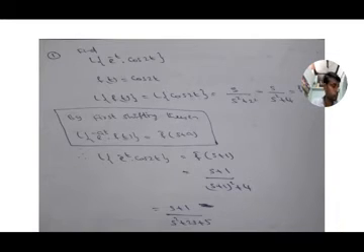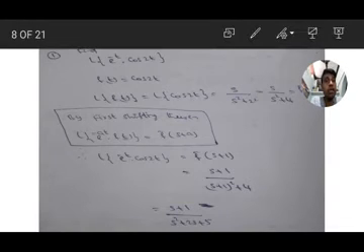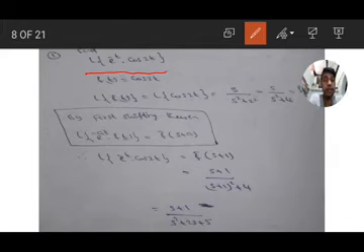First problem: find L of e to the power of minus t into cos 2t. Means it is a product of functions, of the form e to the power of minus at into f of t. So we need to find the Laplace transform using the first shifting theorem.